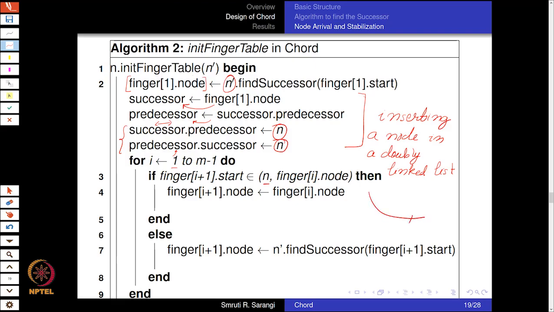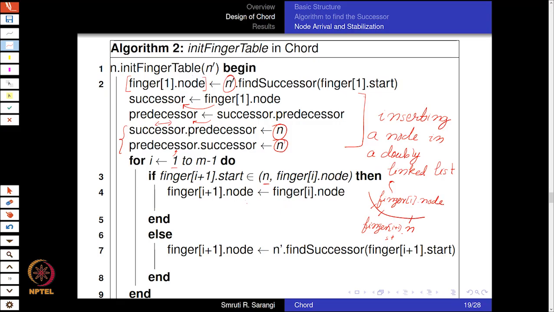So what does this mean? I am node n. This is my finger i dot node. And let's say finger i plus 1 dot start is over here. Then it's very easy to see that finger i plus 1's node will also be the same node, because from here if we start walking down the ring clockwise, the first node we will encounter is finger i dot node, which is its successor. So we can say that finger i plus 1 dot node is finger i dot node.